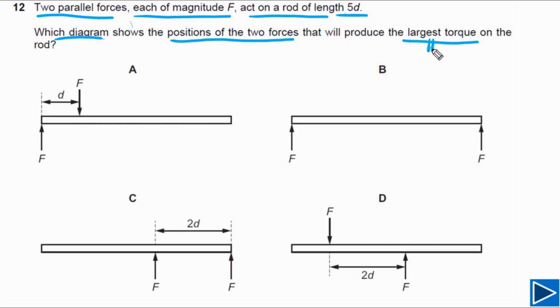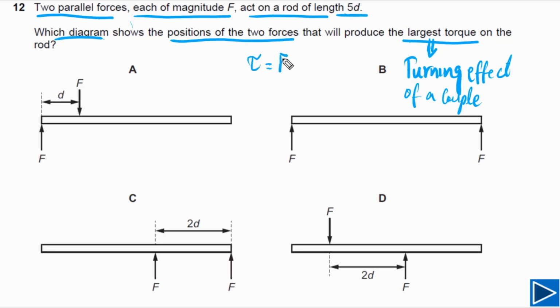First of all, we need to understand what torque is. This is the turning effect of a couple. So the first thing you need to understand is what torque is. Torque is the turning effect of a couple. Torque is equal to the magnitude of one force times the perpendicular distance between the two forces. So this is how we define the torque.